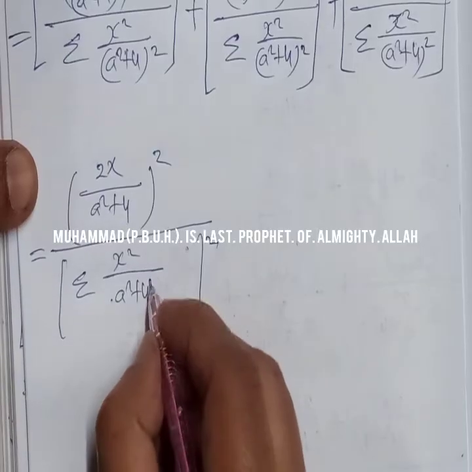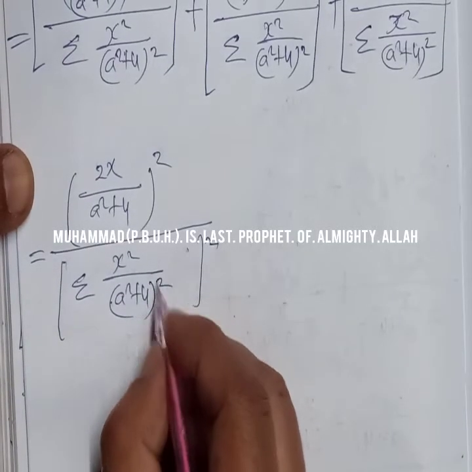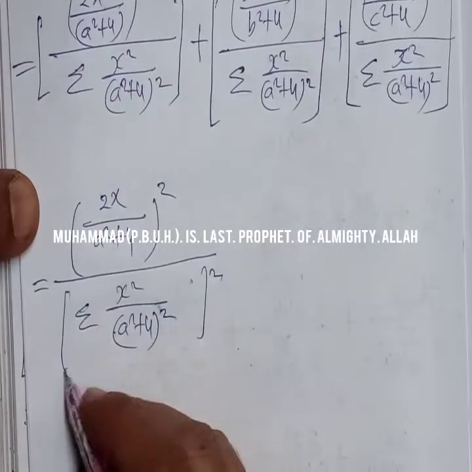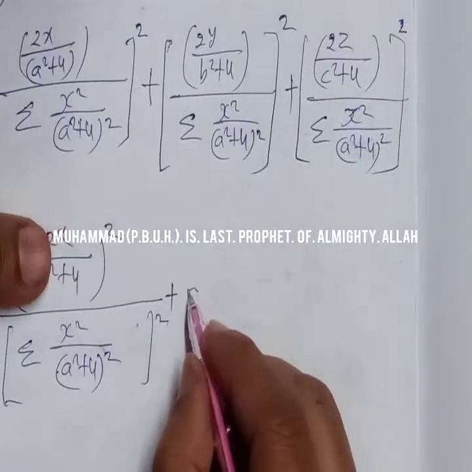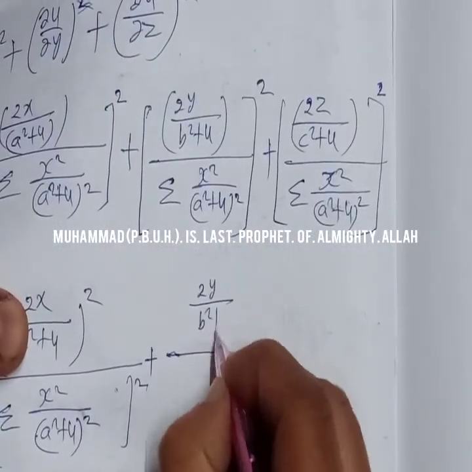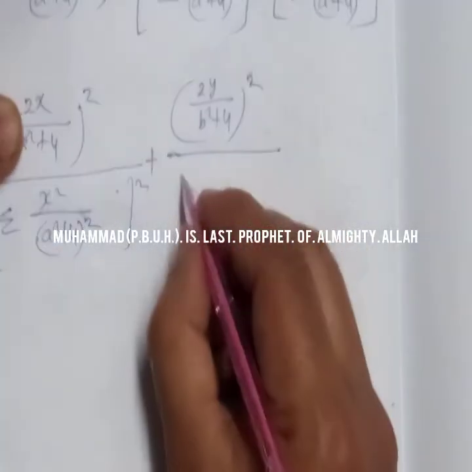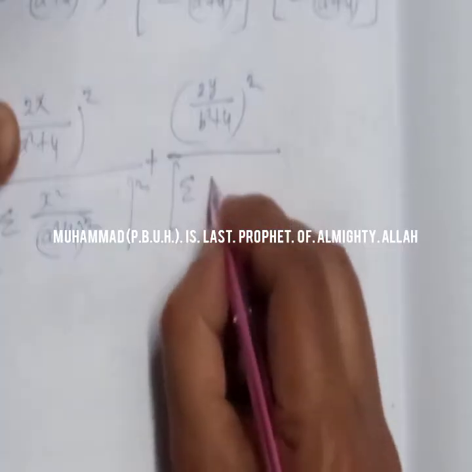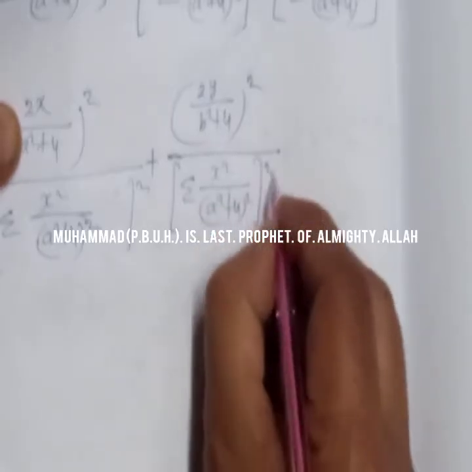And also write like this terms, numerator is square (2y over b square plus u) whole of square, and denominator is square. Denominator is this value, so I write sigma x square upon a square plus u whole of square.